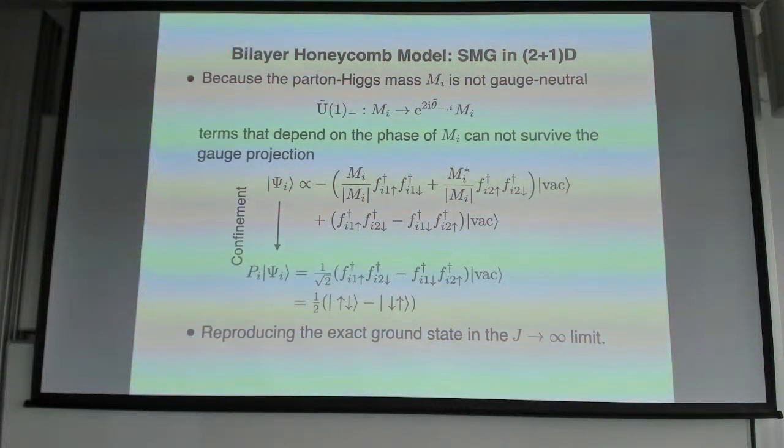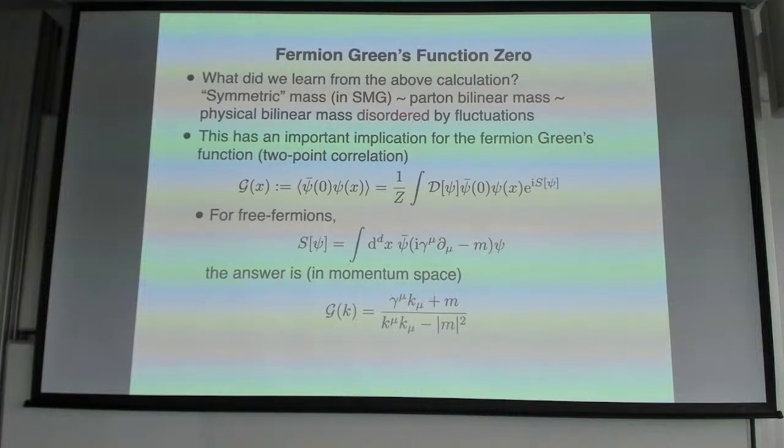So that's just an argument to say that this gauge fluctuation picture maybe makes sense, because it also reproduces what we know in the strong interaction limit. But using this picture, we can do more. With this understanding, in some sense, the SMG mass is basically the parton bilinear mass, or you can say it's the physical bilinear mass, but disordered by certain fluctuations. So that means we can try to infer what the Green's function in the system is. We can make some prediction about the fermion two-point function.